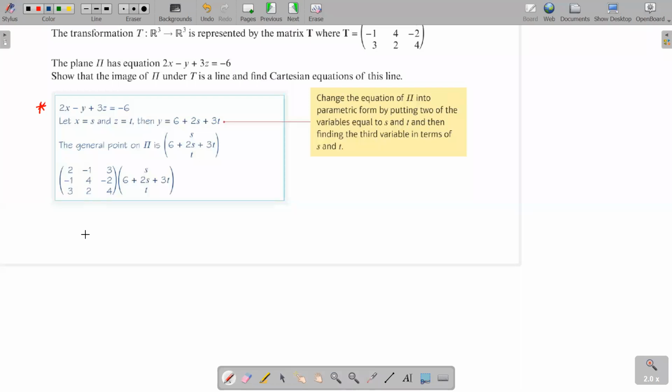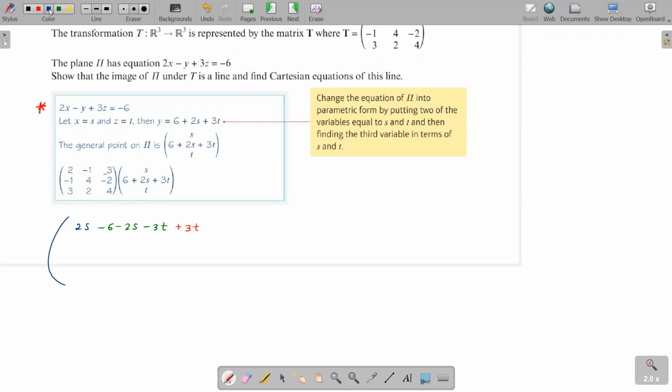Can I know the multiplication answer here? 2 into s is 2s, right? Minus 1 into 6 plus 2s plus 3t is how much? Minus 6 minus 2s minus 3t. The final one, plus 3 into t is plus 3t, right?